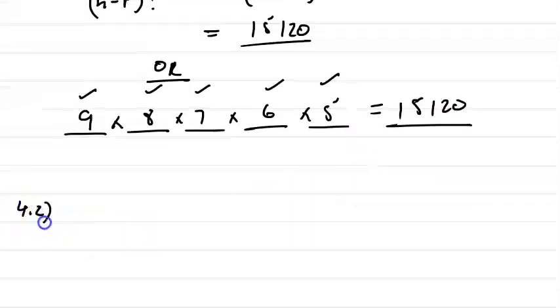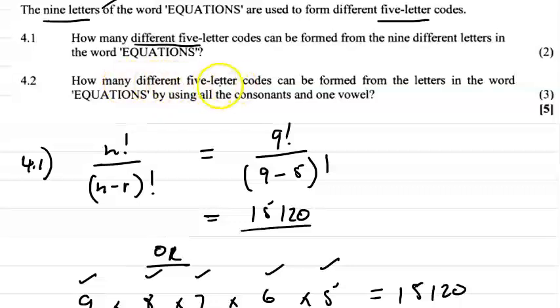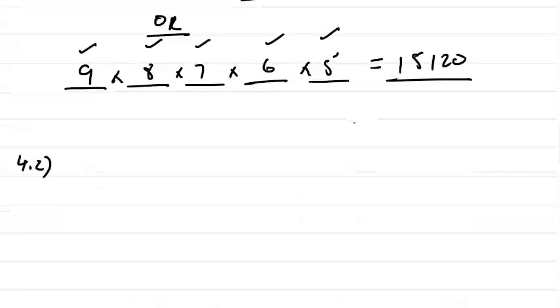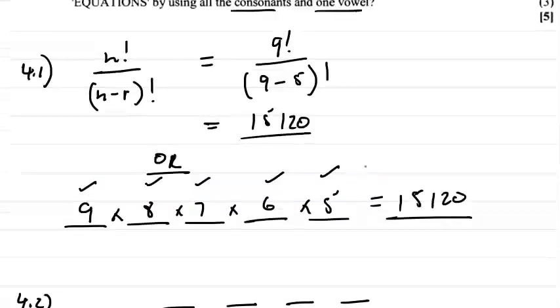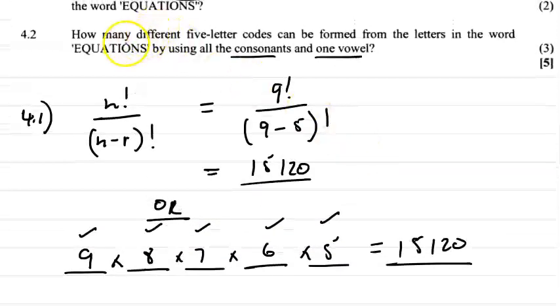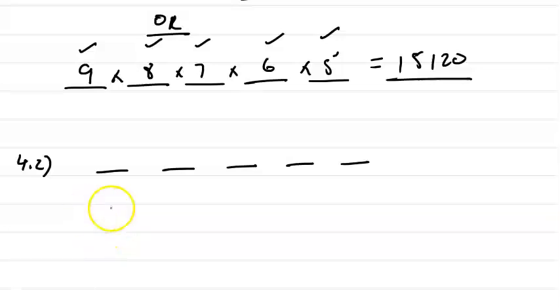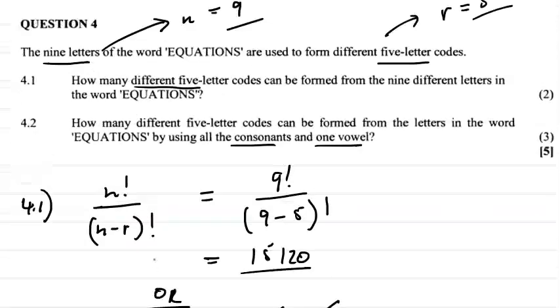Let's look at 4.2. It says, how many different 5-letter codes can be formed from the letters in the word equations by using all consonants and 1 vowel? So once again, we have 5-letter codes, 1, 2, 3, 4, 5. So let's just look at this question in more detail. How many consonants and how many vowels do we have?